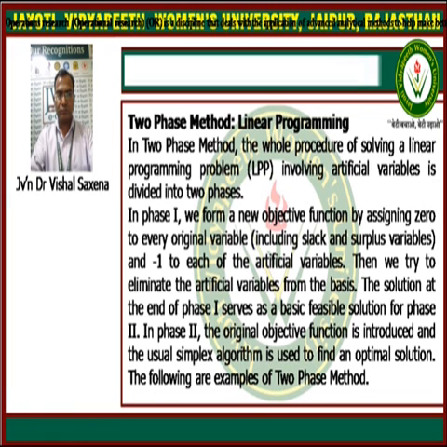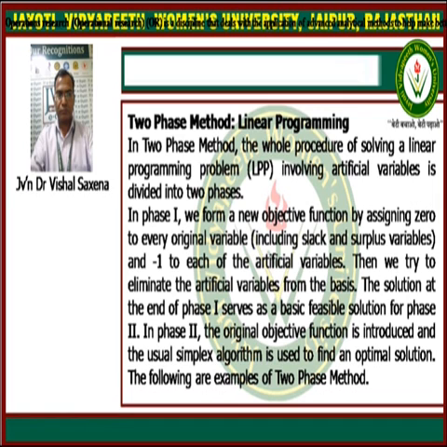In two-phase method, the whole procedure of solving a linear programming problem involving artificial variables is divided into two phases. In phase 1, we form a new objective function by assigning 0 to every original variable, including slack and surplus variables, and -1 to each of the artificial variables. Then we try to eliminate the artificial variables from the basis. So it means first we have to eliminate the artificial variables from the basis.